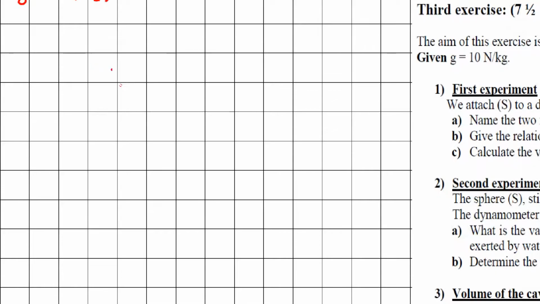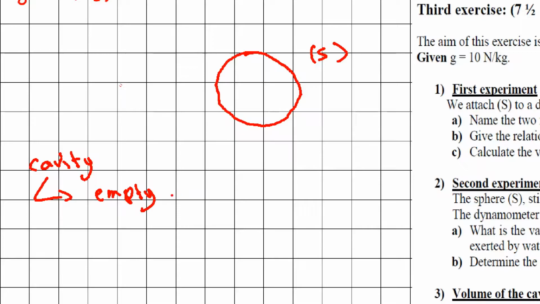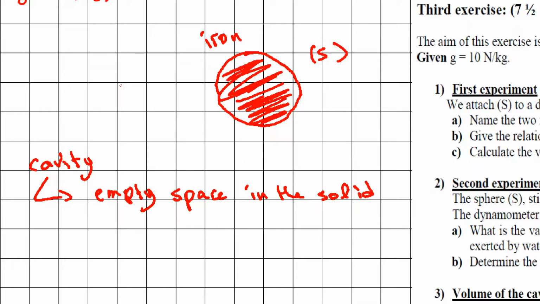So, the given solid S is a sphere, and by cavity means there is an empty space in the solid S. Now, suppose that this solid has no cavity, so we expect that it is made up of iron first. So if it has no cavity, it is supposed that it's completely made up of iron, like this.